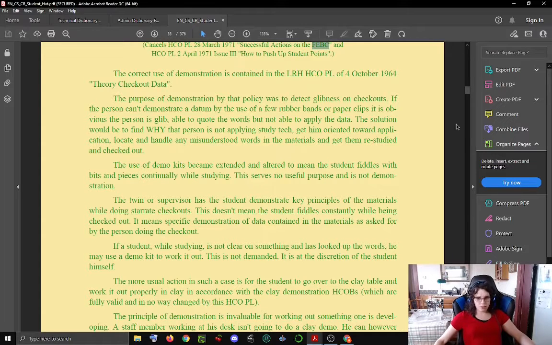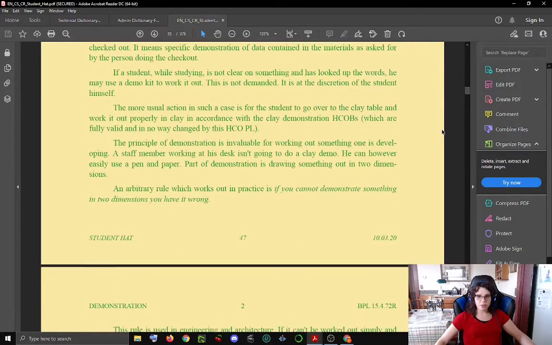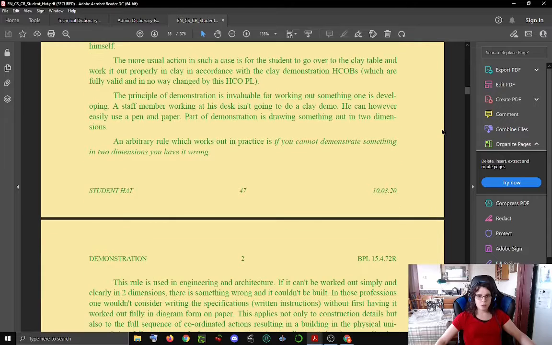If a student, while studying, is not clear on something and has looked up the words, he may use a demo kit to work it out. This is not demanded, it's at the discretion of the student himself. The more usual action in such a case is for the student to go over to the clay table and work it out properly in clay in accordance with the clay demonstration bulletins, which are fully valid and in no way changed by this policy letter.